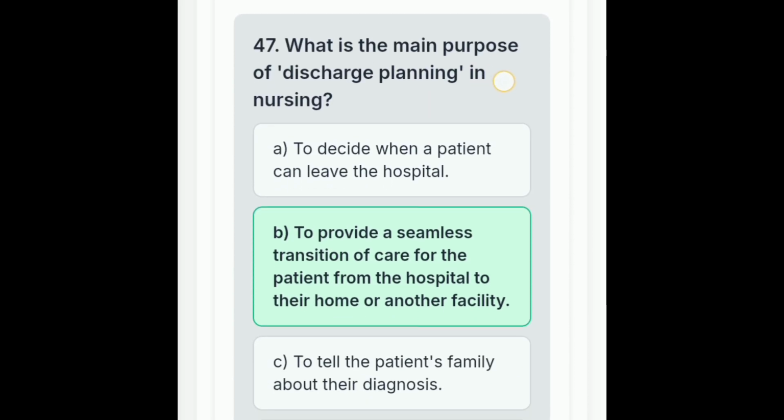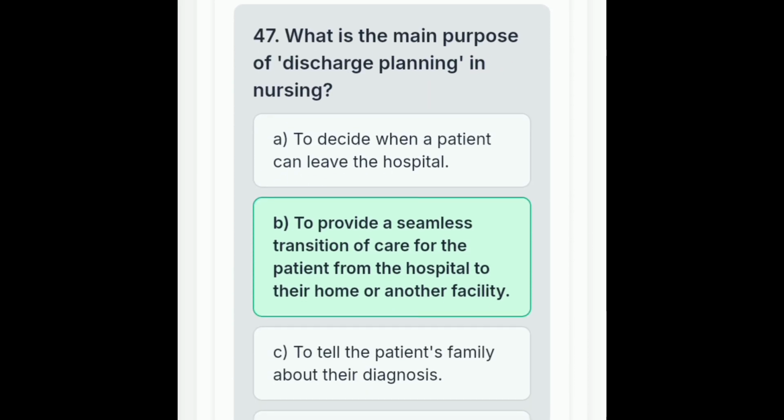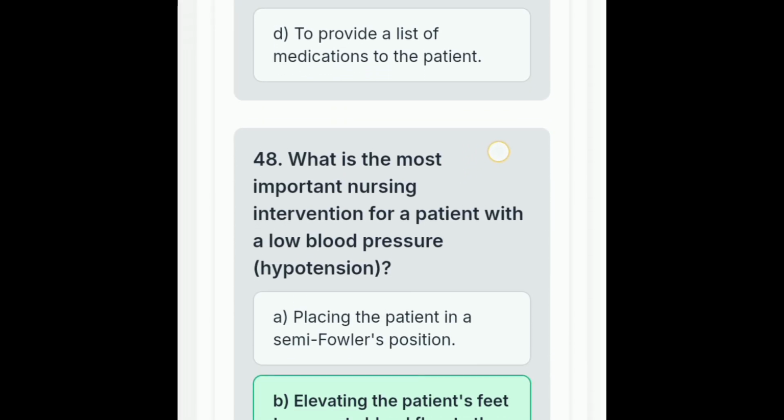47. What is the main purpose of discharge planning in nursing? Option A, to decide when a patient can leave the hospital. Option B, to provide a seamless transition of care for the patient from the hospital to their home or another facility. Option C, to tell the patient's family about their diagnosis. Option D, to provide a list of medications to the patient. So B is the correct answer.